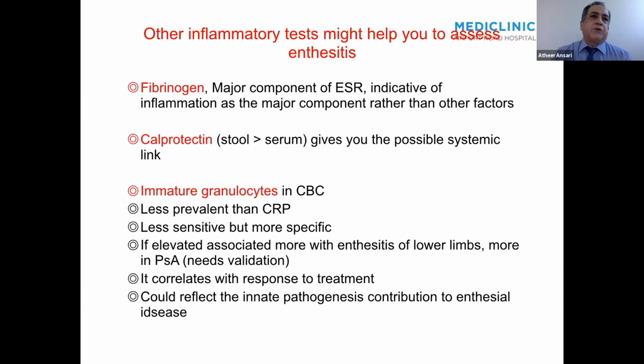Calprotectin, I do calprotectin more regularly. If it is high, it means the inflammatory process I am facing is more of intestinal origin, because this represents an inflammatory biomarker in the stool. Mature granulocytes don't occur in every patient, but when they do, again, it helps me say this is more enthesitis rather than gout.